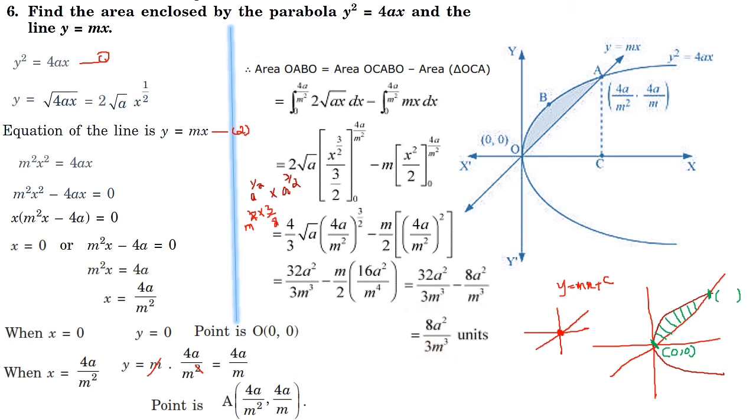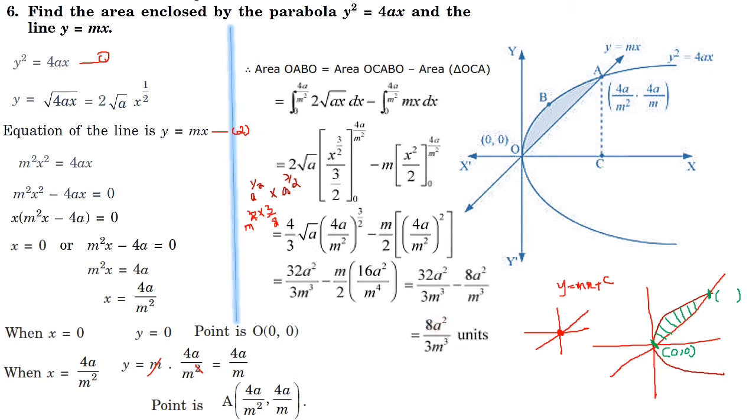3m cube means here 32a square is there. Then minus here m cube only. So that means we have to multiply 3 here. 8 into 3, 24. 24a square. 32a square minus 24 is 8a square.